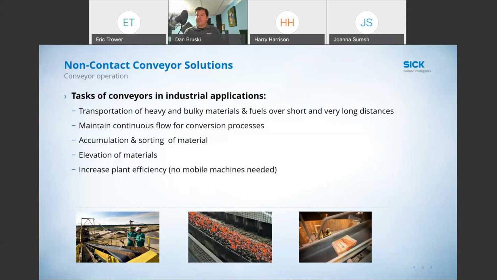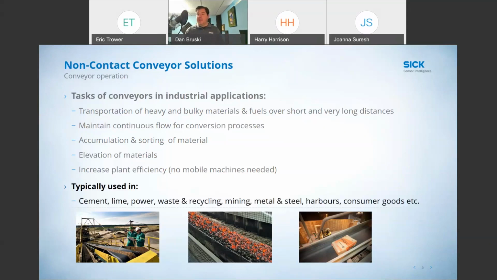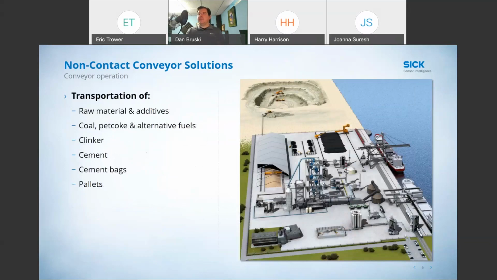In the picture at the bottom left, you can see conveyors are used not only for those large distance runs, but also to overcome obstacles and heights. Conveyors are an easy way to elevate bulky materials more efficiently than using mobile vehicles. The processes we're discussing today are typically used in cement plants, but they can also be found in lime production plants, as well as in the power industry, waste and recycling, metals and mining, chemicals, ports and harbors, and a lot more. As I mentioned, all kinds of conveyors are in place at the cement plant to transport different raw materials, fuels, and products with different sizes and shapes from one point of the plant to the other.